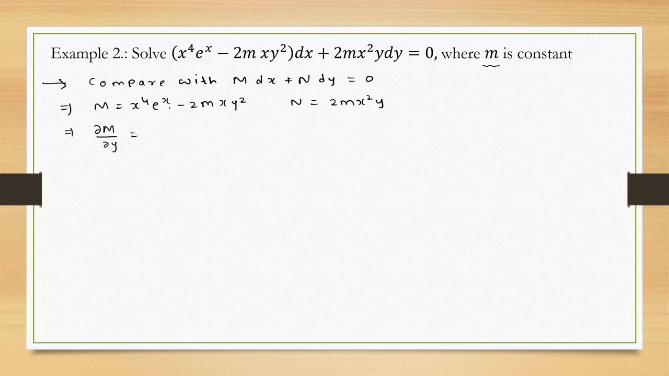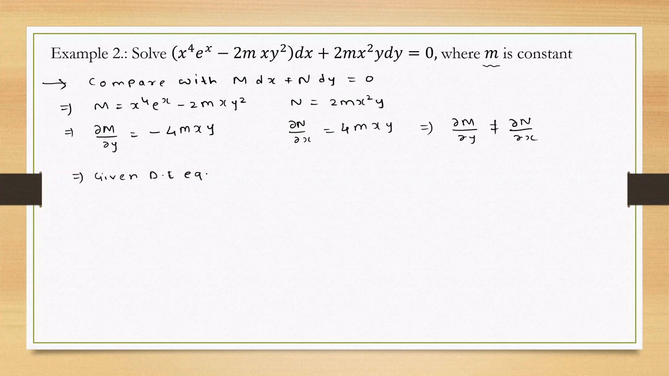X square e raised to x, ∂M/∂y is 0 because it is free from y, and it is 4xy. And what is ∂N/∂x? So it is 4xy. So here ∂M/∂y is not equal to ∂N/∂x. So this implies the given differential equation, we mark it as 1. Equation 1 is not exact.